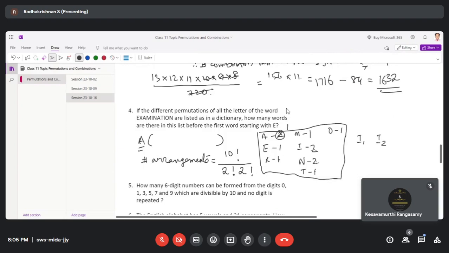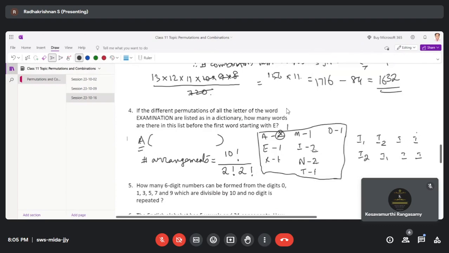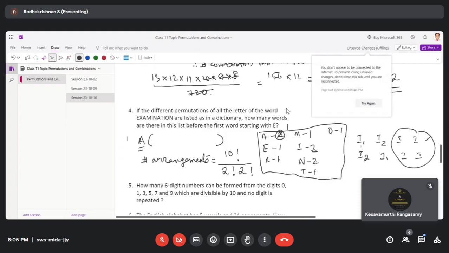Because there will be one word with I1 here, I2 here, another word with I2 here, I1 here, but they are the same. If this is also I, this is also I, right? So if you are counting I as just the letter I, we will count these two as the same. But in our way of 10 factorial, we have counted it as 2 times. So that is why we are dividing by 2.